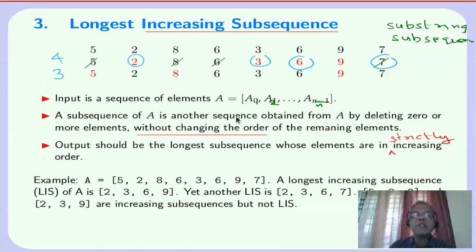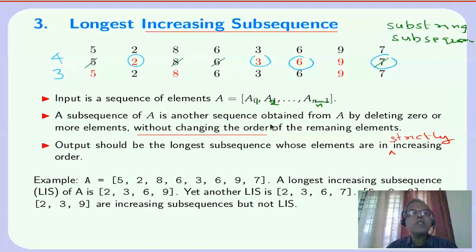2, 3, 9 is an increasing subsequence, but it is not a longest increasing subsequence. At this point, I want to ask you a question. We want to solve this problem. Okay. Let me simplify the problem slightly.